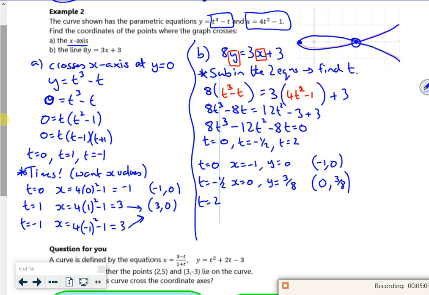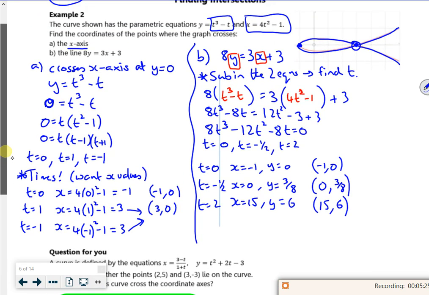And for subbing in t is 2 into these equations up here, if I put 2 in, I've got 4, 16, 15, is that right? And then sub it into the y, I've got 2, 4, 8 minus 2 is 6. So I've got 15, 6. There you go. It's just not too bad. It's just messy, isn't it? Messy algebra, but the key bit is to find t first. Find t first for both of them.